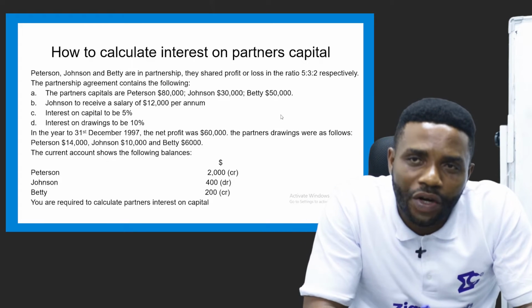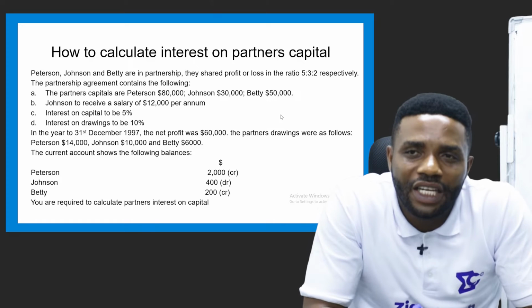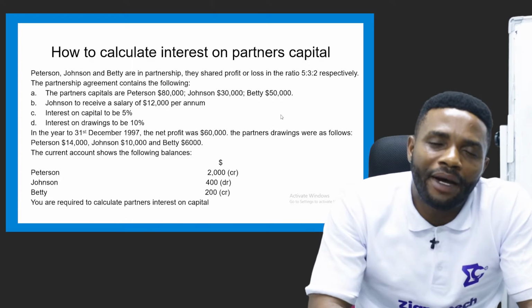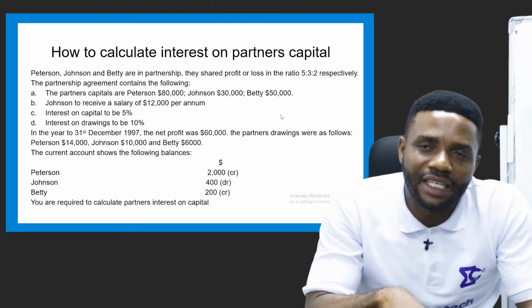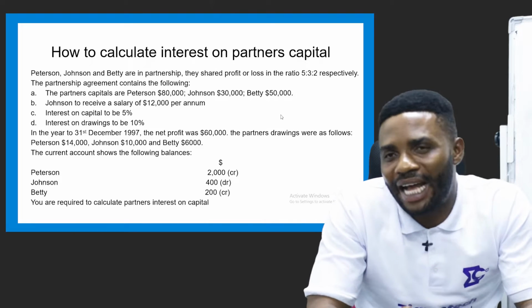So from this question, the only thing we need to know is the amount of capital contributed by each partner and the percentage that is allowed to be charged on them. And that's all.